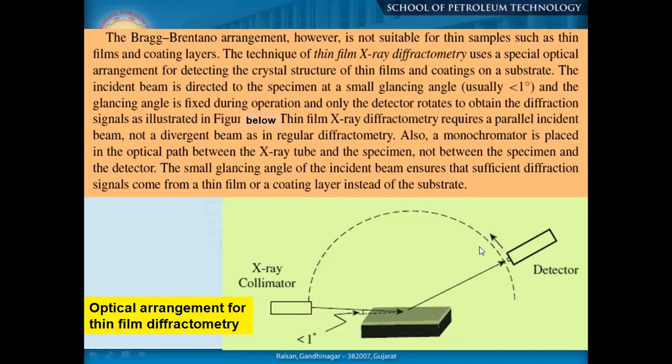so that means this detector will move. So what you should try to understand is that this part will rotate, not the sample holder or the X-ray source. Okay, the monochromator is placed in the optical path between the X-ray tube and the specimen. I told you, so that it will eradicate the other rays also. Okay, not between the specimen and the detector. The small glancing angle of the incident beam ensures that sufficient diffraction signals come from the thin film or coating layer instead of the substrate. So this is the special arrangement for measuring very low angle information also. Okay, low angle XRD pattern.